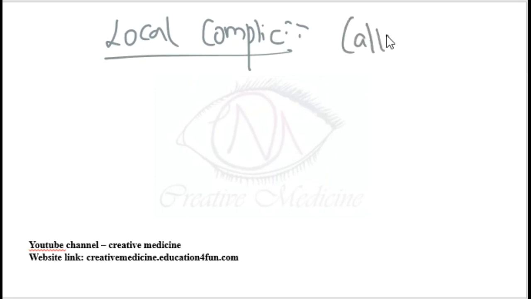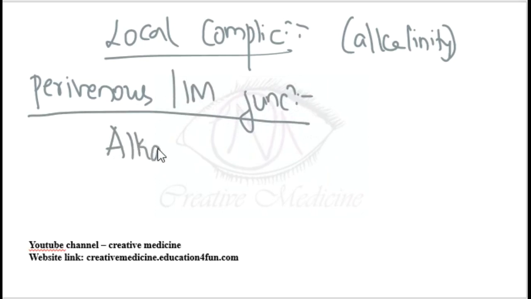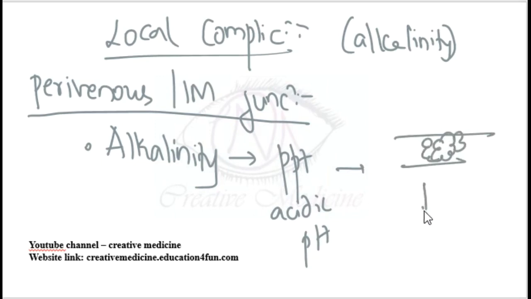That is, if thiopentone sodium is injected either perivenously or as intramuscular injections, because the thiopentone sodium has high alkalinity, it will precipitate in acidic pH. So in perivenous or intramuscular injections, the thiopentone sodium gets precipitated in acidic pH, and this will lead to the blockade of microcirculation. This blockade of microcirculation leads to the formation of local gangrene and necrosis.